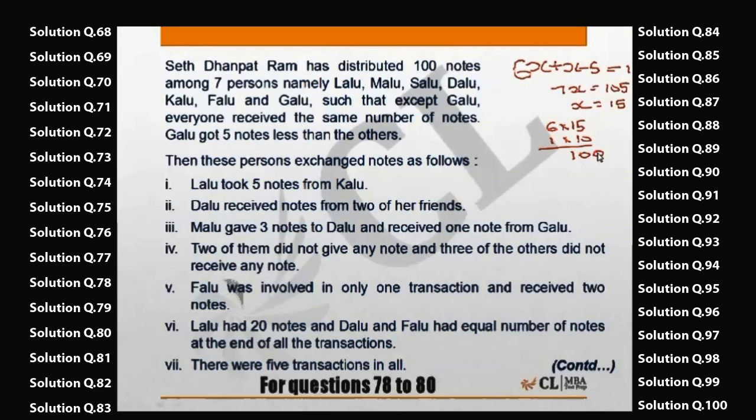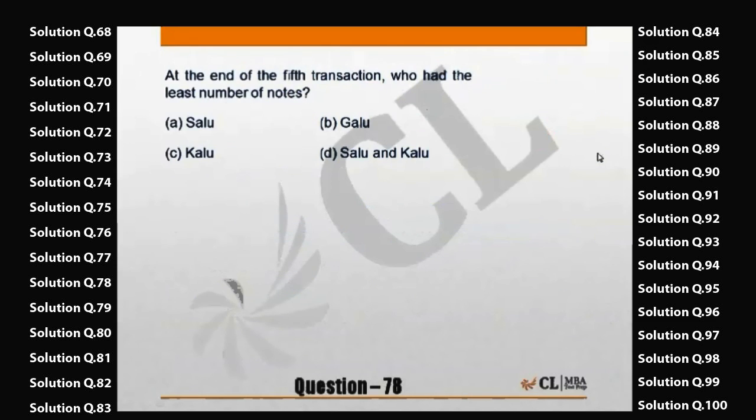Now, there are 7 conditions which are given here, but before we start with these 7 conditions, let's put the names of these people here on the screen. So, one of them is Lalu, then we have Malu, Salu, Dalu, Kalu, Halu and Galu.